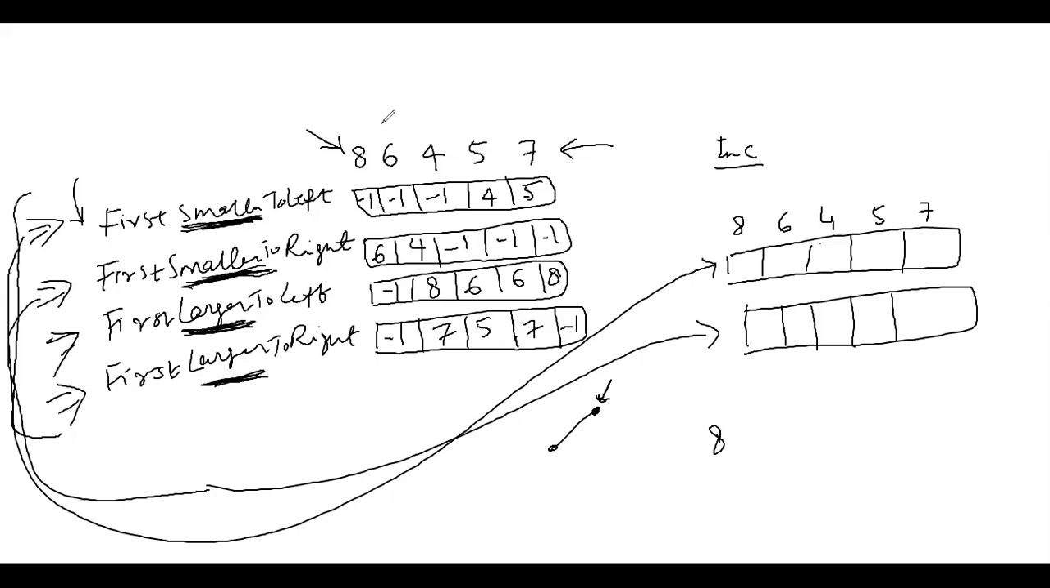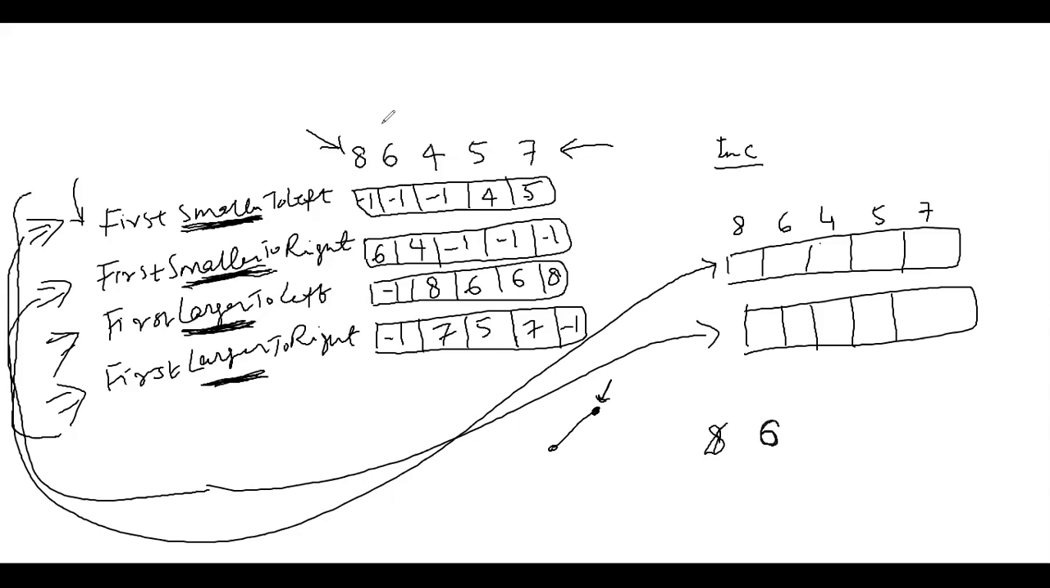6 came. So 6 came, then what we can do when 6 came, so this is an increasing stack. So 8 will be moved out, right? So 8 got kicked out, and then 6 is on the top.